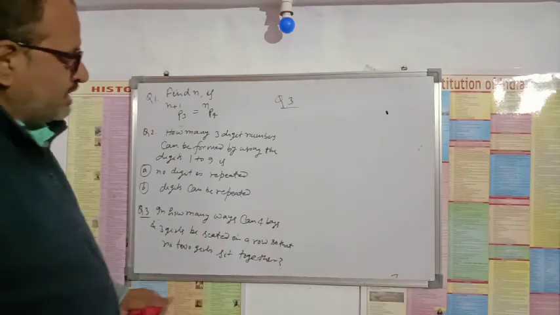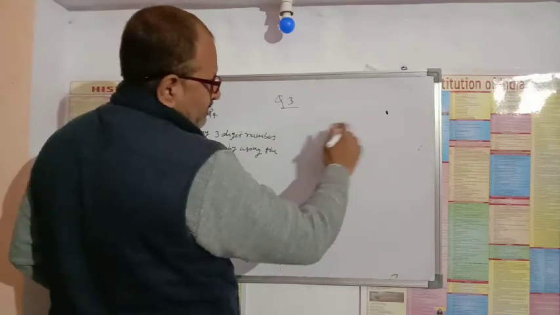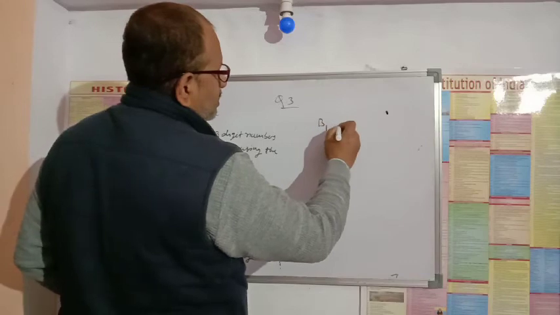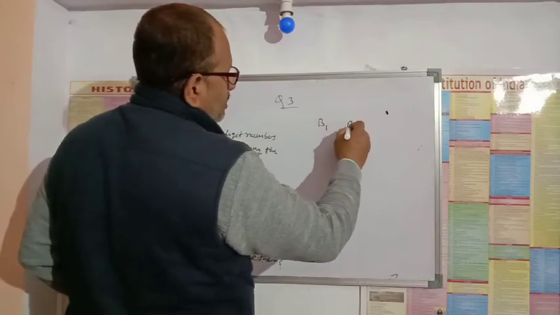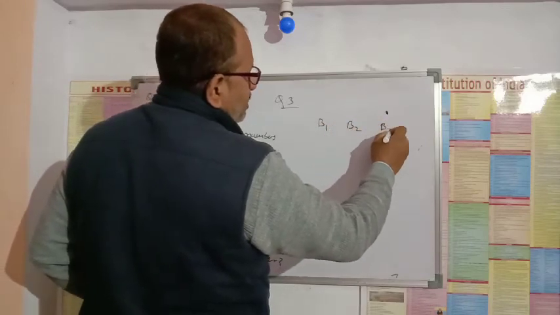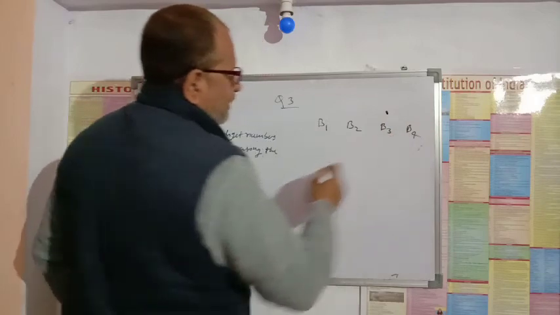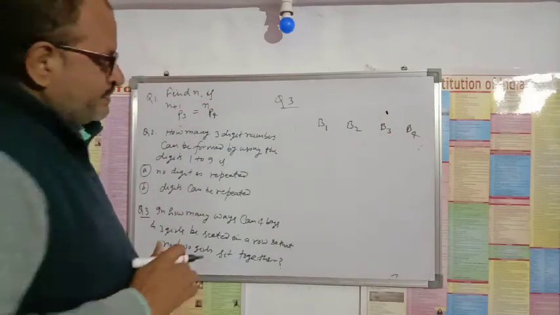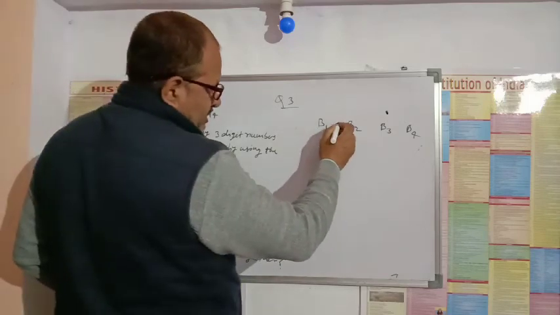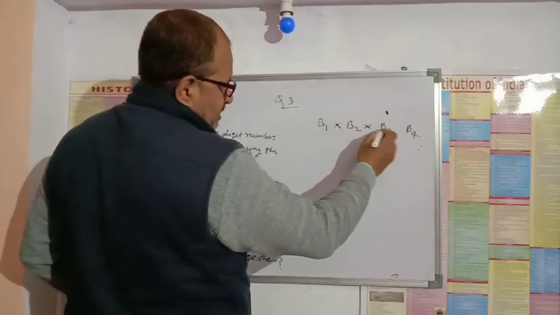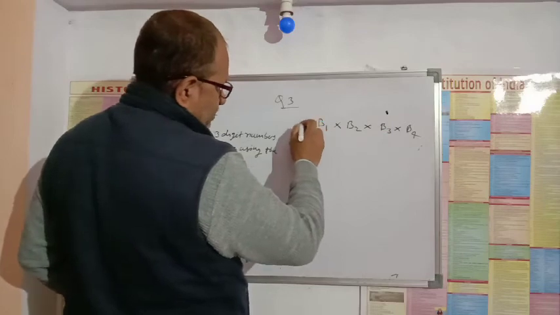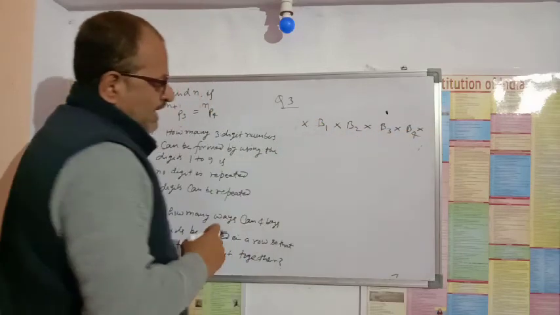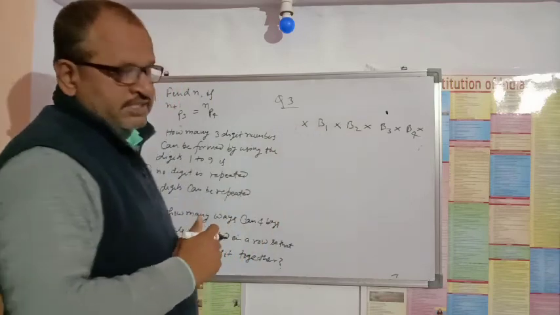So how many boys are there? Firstly we will arrange the boys. B1, B2, B3, B4. These 4 boys will sit first. In between the boys, girls will sit. So at the cross positions, girls will sit.